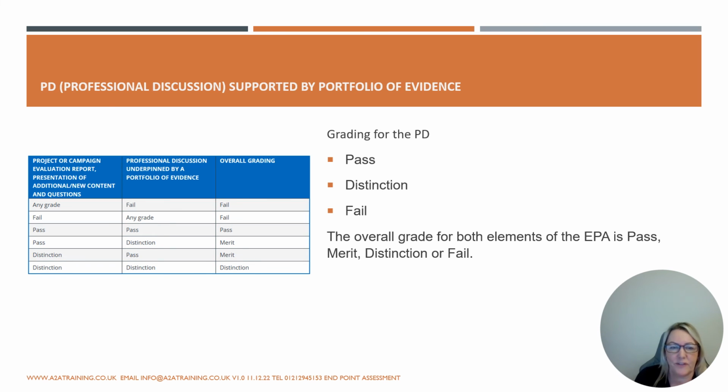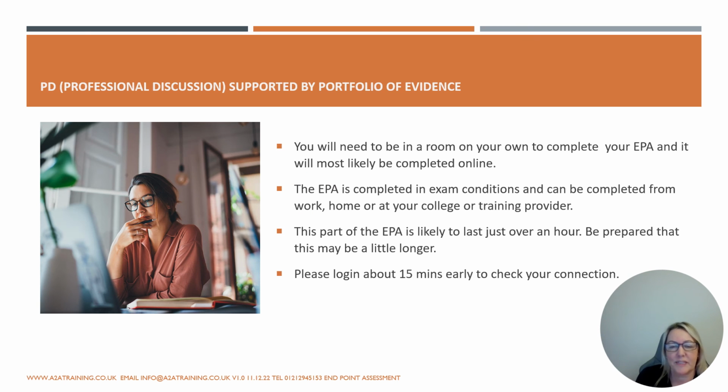So the grading for the professional discussion is pass, distinction and fail. In order to achieve a pass, you'll need to meet every single one of the pass criteria, and a distinction, you'll need to meet all the pass criteria as well as the distinction criteria. You'll need to be in a room on your own to complete your endpoint assessment, and it's completed under exam conditions.